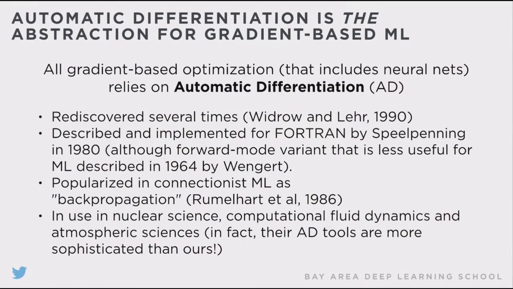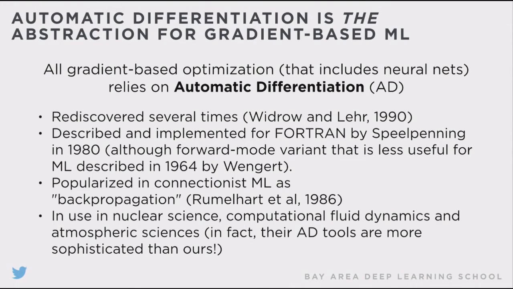It's been rediscovered several times. There's a review by Griewank and Walther. I think the first implementation where it actually operates on a computer program was by Bert Speelpenning in 1980, although it had been described back in 1964 by Wengert. In neural networks, Rumelhart is the one that I suppose popularized it as backpropagation, although backpropagation is a special case of autodiff. This I think is important.